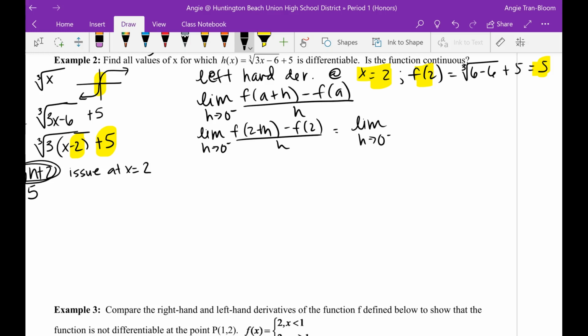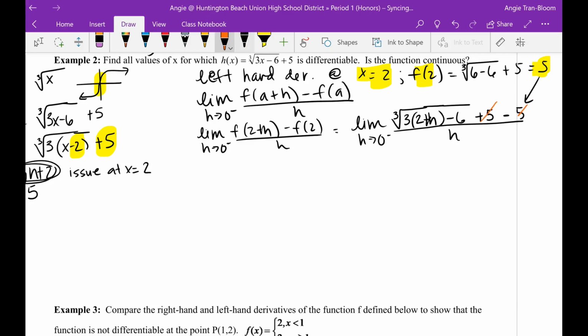Okay, so I will now plug in. Are you ready? Slowly. 3 times 2 plus h, close that quantity, minus 6. Extend this radical a little bit because all of that is still under the radical. Plus 5, so that's that first piece. And then minus f of 2, which is really minus 5, because that's what f of 2 is, all over h. As you can see, these two 5s are going to cancel.